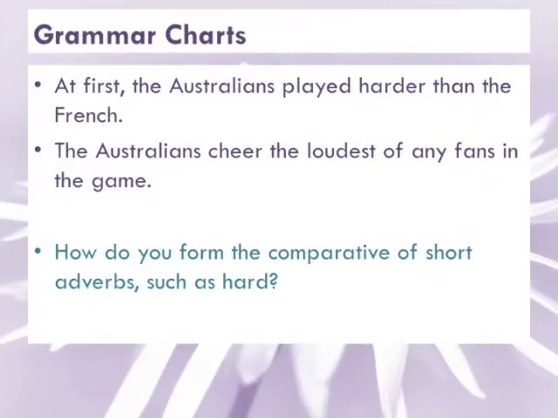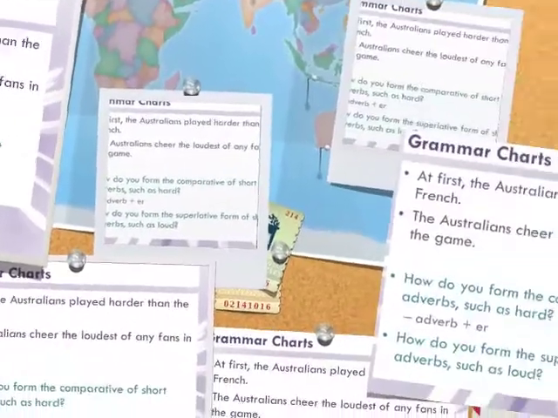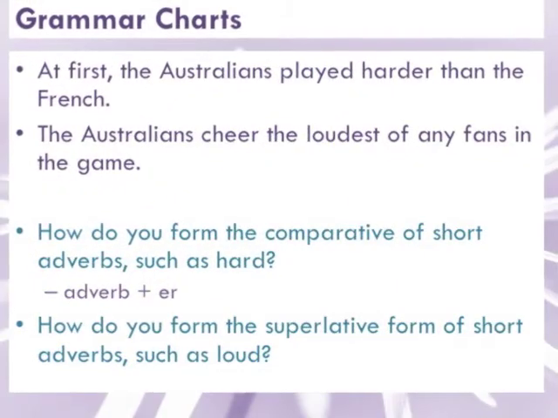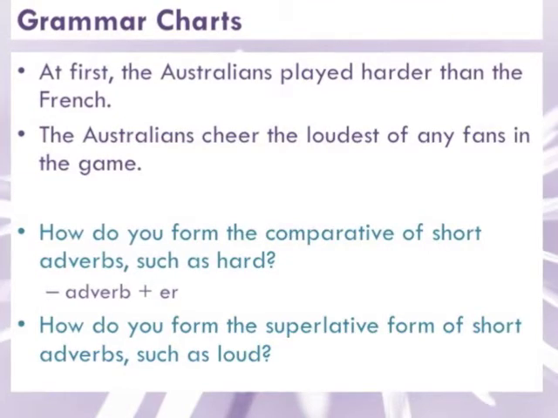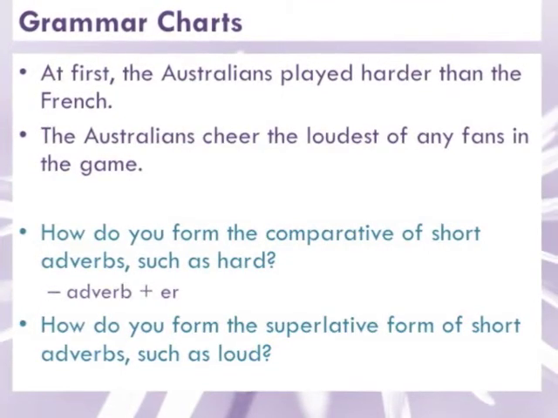So let's look at these examples. At first, the Australians played harder than the French. The Australians cheered the loudest of any fans in the game. So how do you form the comparative of short adverbs, such as hard or loud? Go ahead and write it down if you can figure it out. If you figured out that you add er to the adverb, great job.